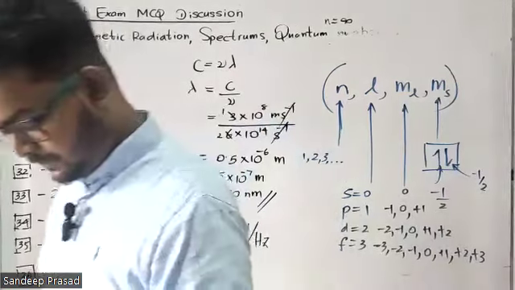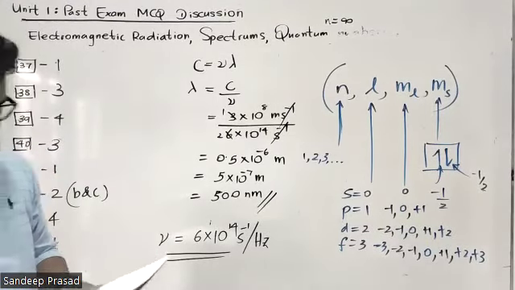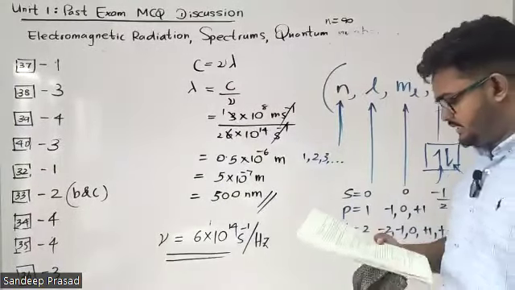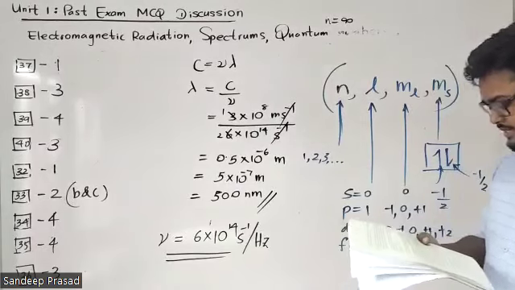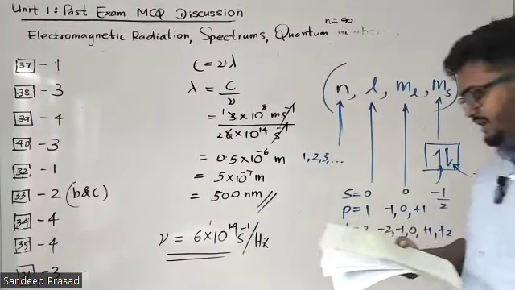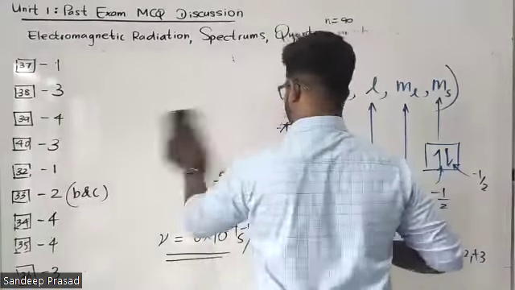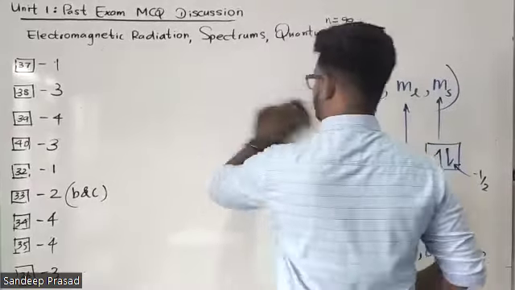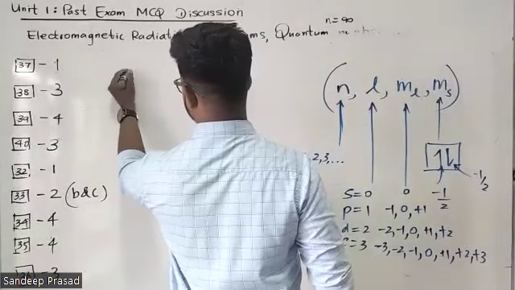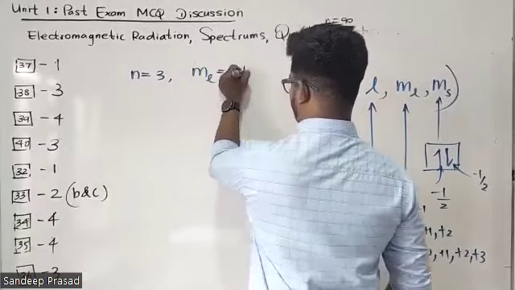Now go for the question. The number of atomic orbitals possible for which the quantum numbers n equal 3 and ml equal minus 1. Okay. N equal 3 and ml equal minus 1 atomic orbitals. Look at this one.